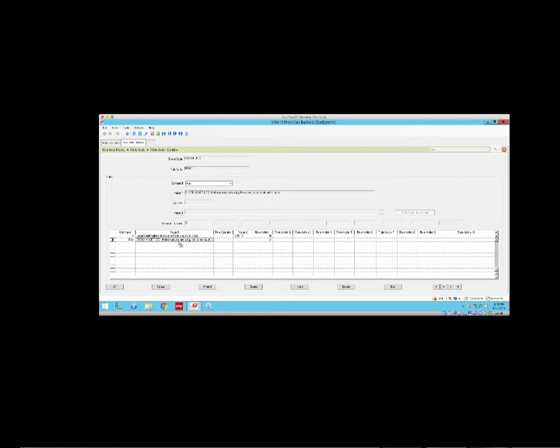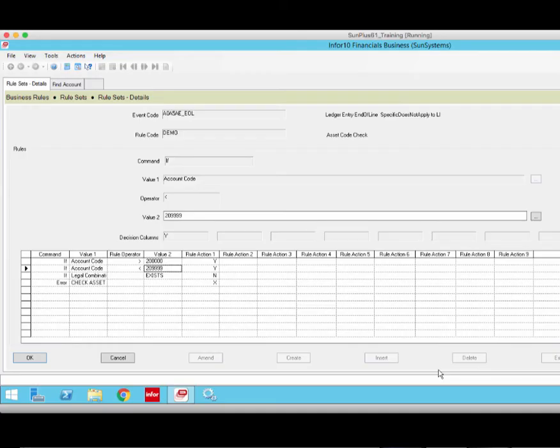I will tell you there's a serious problem with this rule if we left it right now. And that is, right now, this would stop every other journal entry, because right now it is looking for that legal combination. If the legal combination is not there, it stops. So I could have an account code right now that has nothing to do with fixed assets, and it's going to stop because it's not in that table.